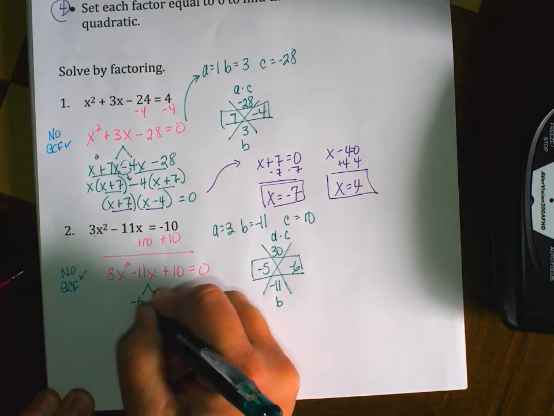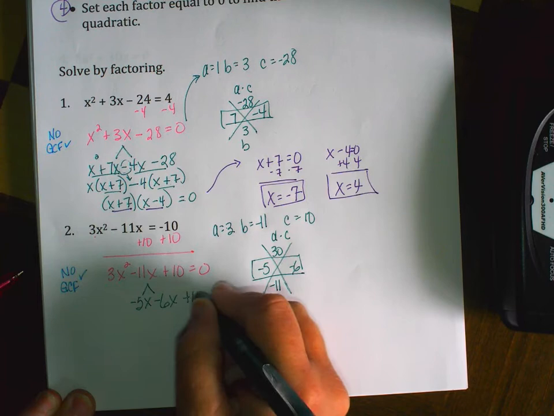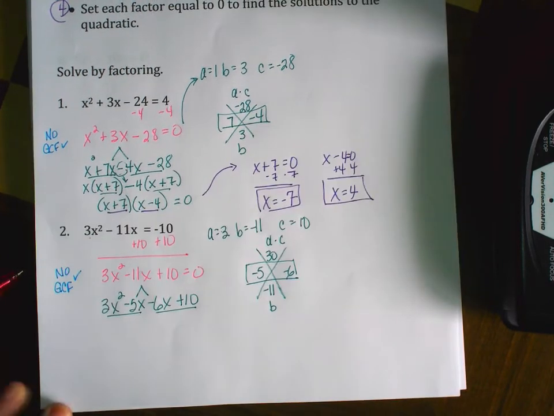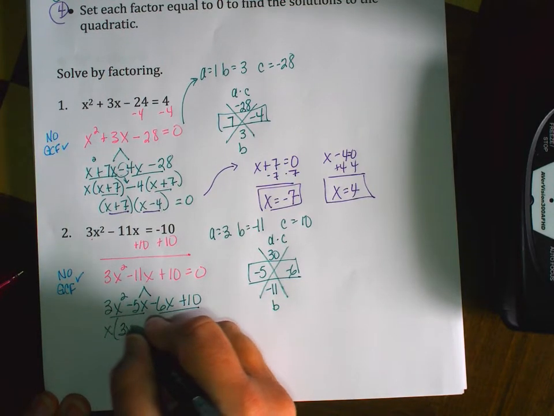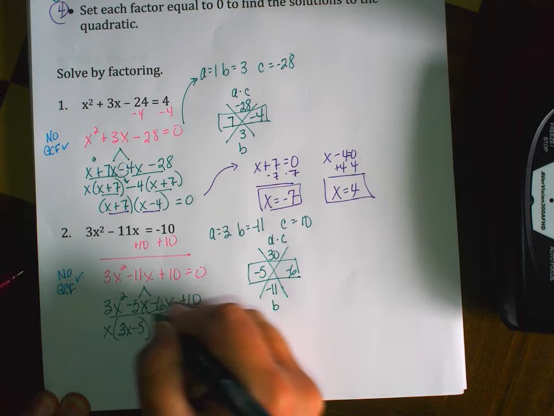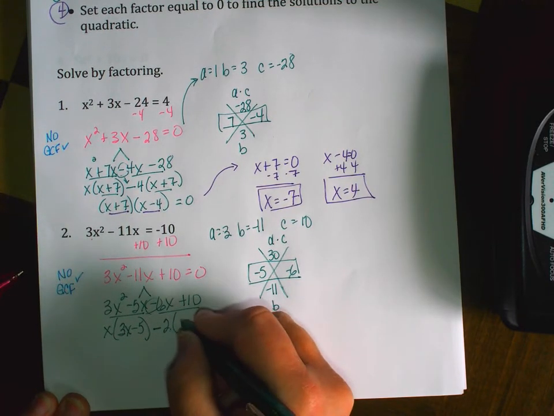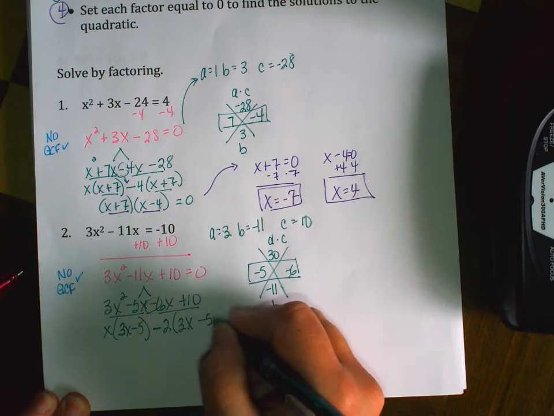So this is minus 5x and minus 6x, and then I still have my 10 and my 3x squared. Now that I've got 4 terms, I can factor by grouping. I'm going to take an x out of this first one, and I'm left with 3x minus 5. Again, this is a minus, which means I'm taking out a negative, and I can take a 2 out of those. 2 times 3x gives me 6x. Negative 2 times the negative 5 will give me a positive 10.